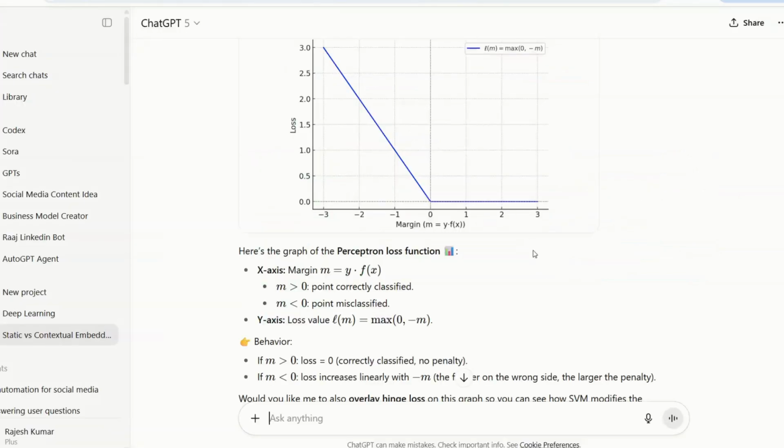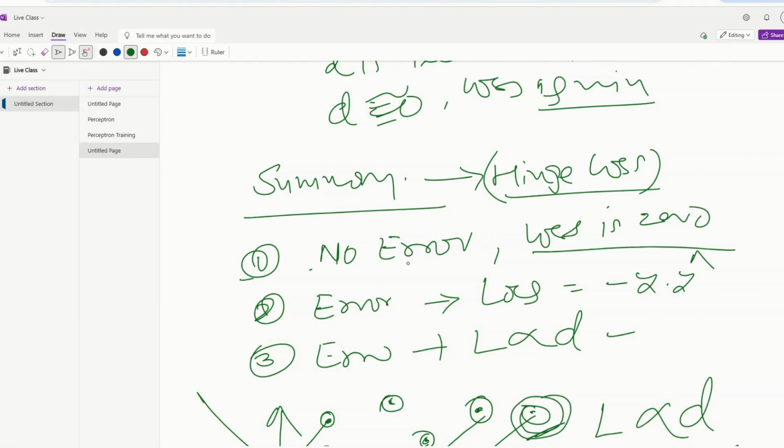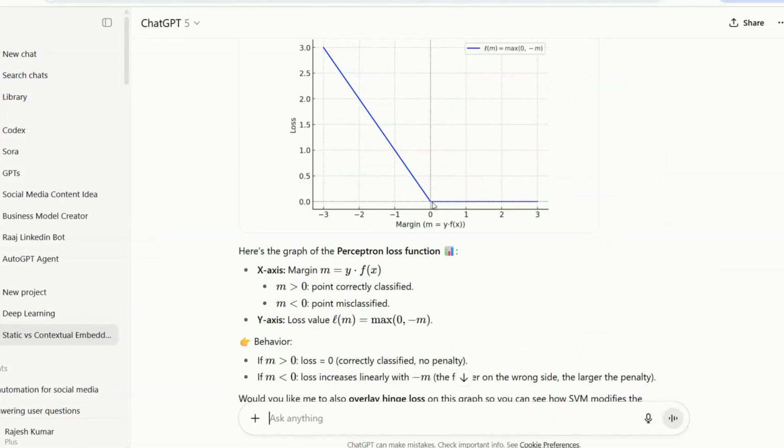Then what is the loss? 0. So this horizontal line is representing when y into fx is positive. Since there's no error, the result is 0. So the concept I learned is: there's no error, loss is 0. The same thing I am representing by the graph.